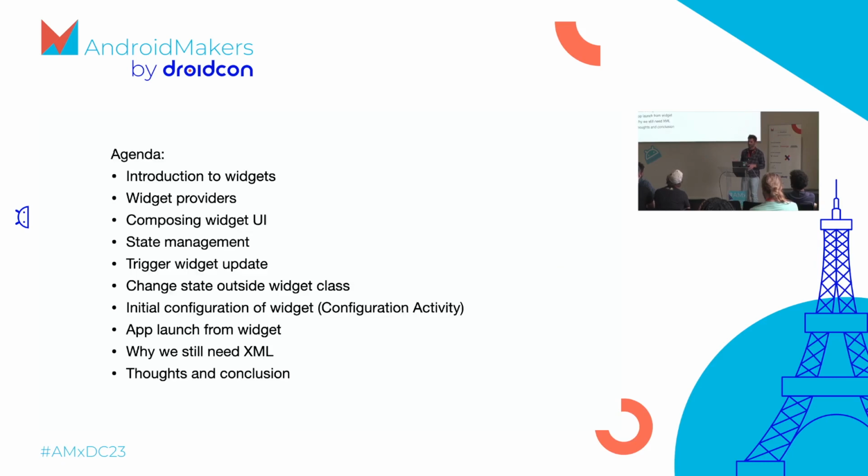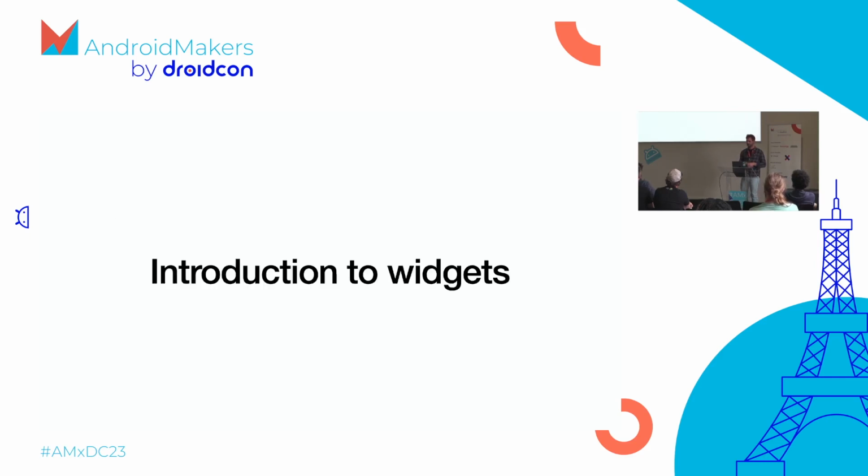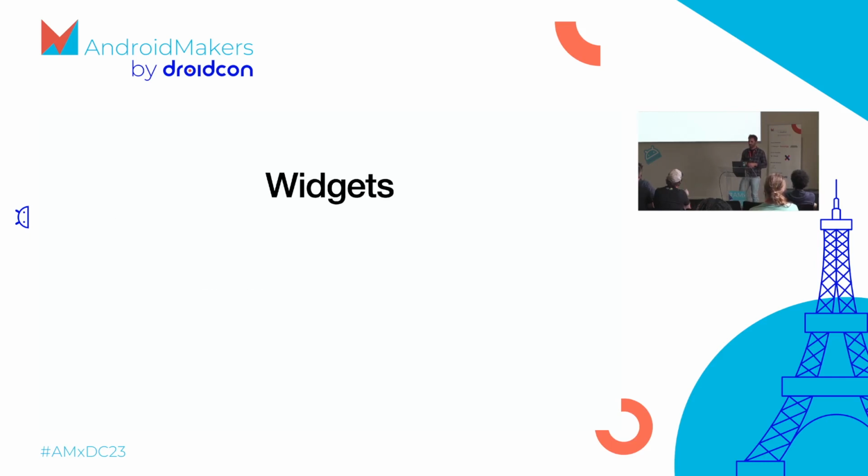And quickly about the agenda, we'll do the introduction to the widget, talk about widget providers, composing some widget UI, then we will talk about the state, some changes to the state, initial configuration, so how to configure the widget when we are placing that on the home screen, and at the end, how to launch the app from the widget and why we still need the XMLs. So let's go to the introduction.